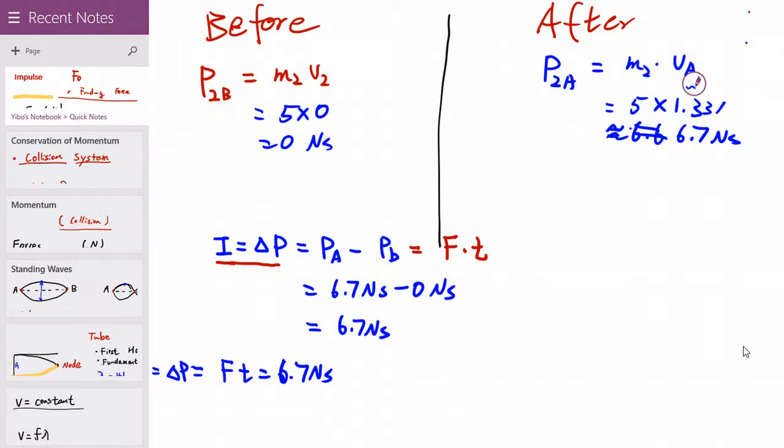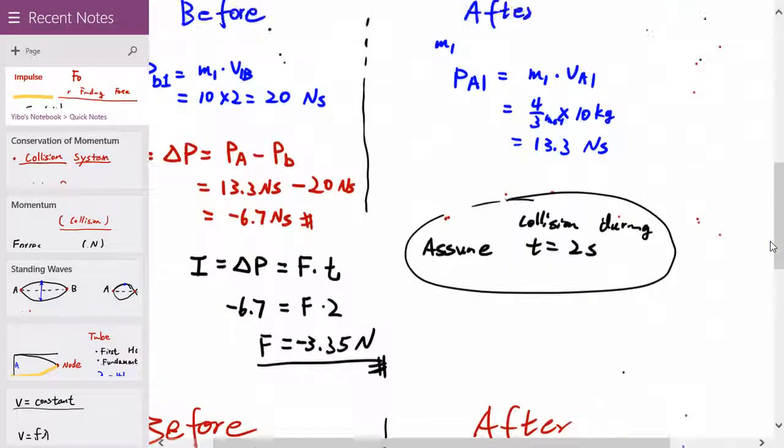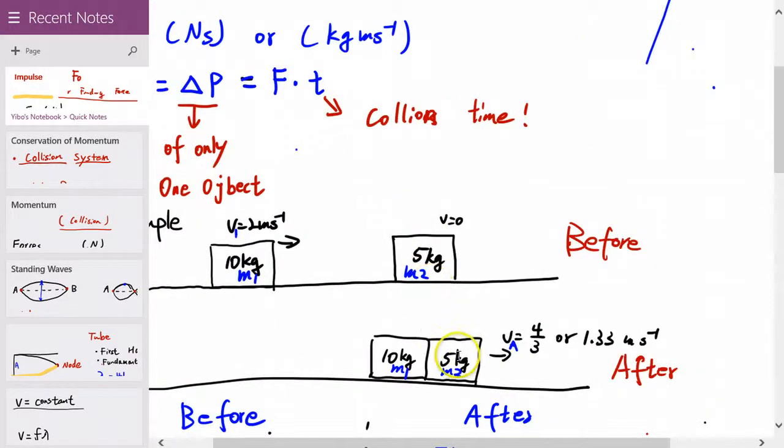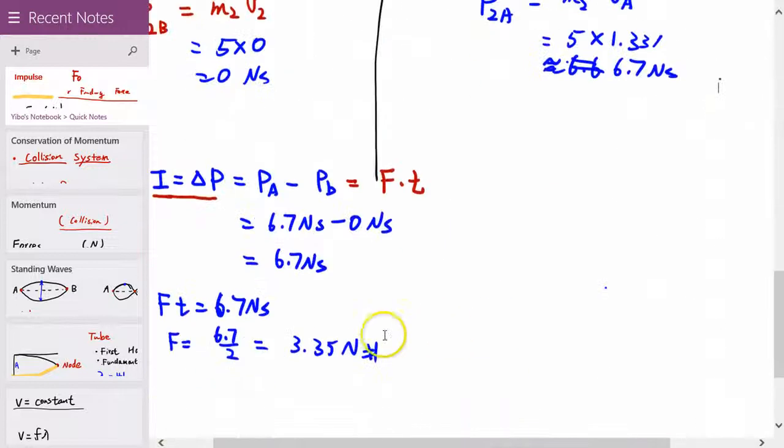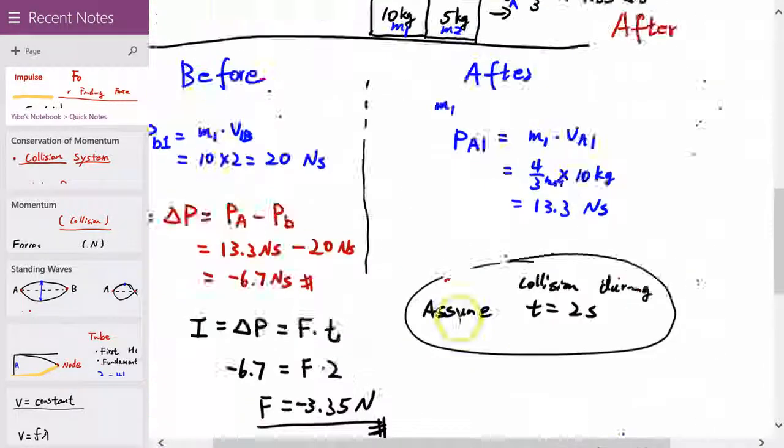As we calculated here, the change of momentum is the same as the impulse. Then if the collision time is 2 seconds, I have 6.7 divided by 2, which is 3.35 newtons. This time, it's positive. So this means during the collision process, object 2 received 3.35 newtons of force.